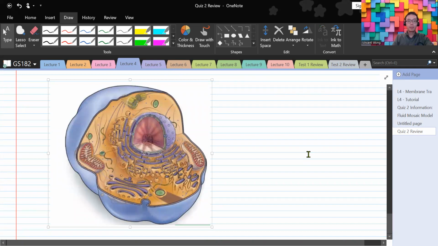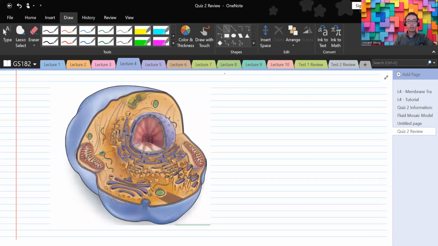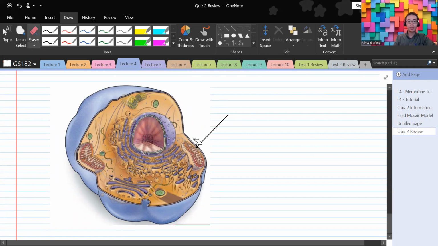All right, so here's your typical animal cell. And I'm just going to label things as I see them. So over here, you have the mitochondria. I'm just going to put a brief description of what it does. The mitochondria is the site of energy production. That's where cellular respiration takes place, right?